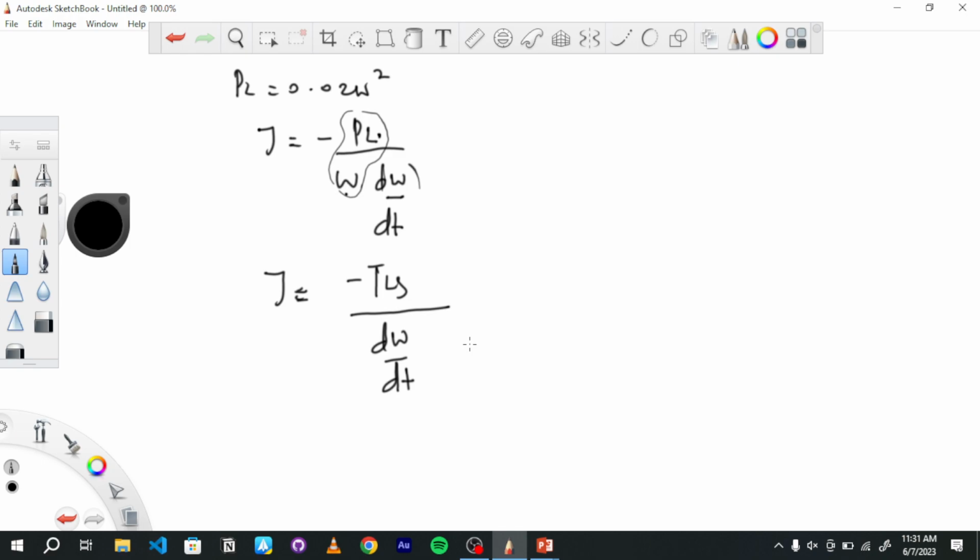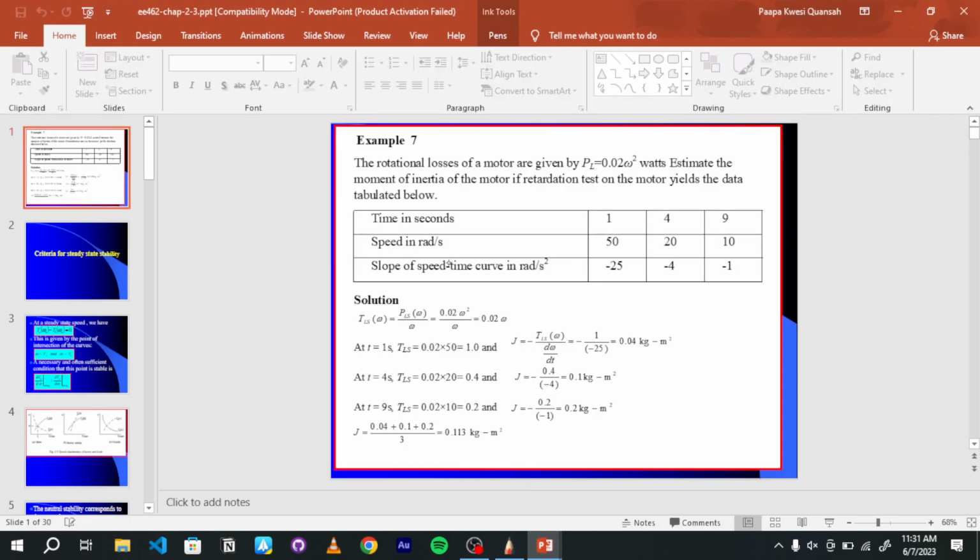TL over the omega dt. So this is what we use. So if you check in the question, we've been given the slope. That's the omega dt here, right? We've been given the speed, omega. So let's see.